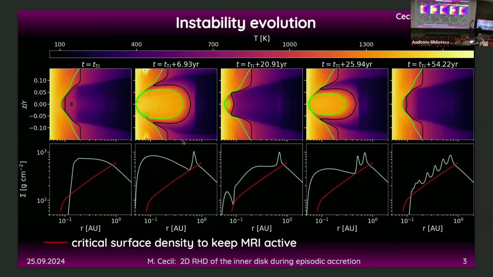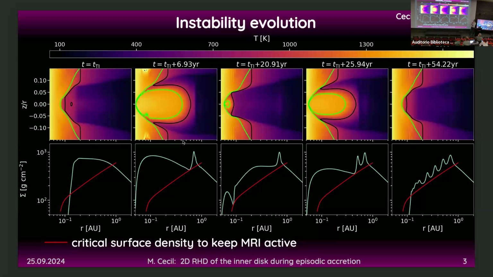If you remember that the black contour line is the MRI activation temperature, there's a small region here where the MRI becomes active, causing this runaway heating effect and inflating the MRI active region into this toroidal shape that we see here. Within this region now, the disk is highly turbulent, which means that all the mass that was stored in the inner regions of the dead zone becomes highly turbulent and is dumped onto the star, which causes the accretion outburst.